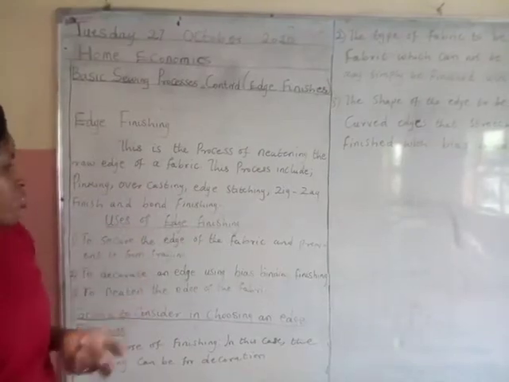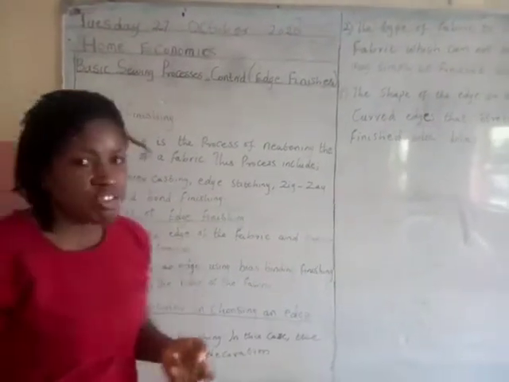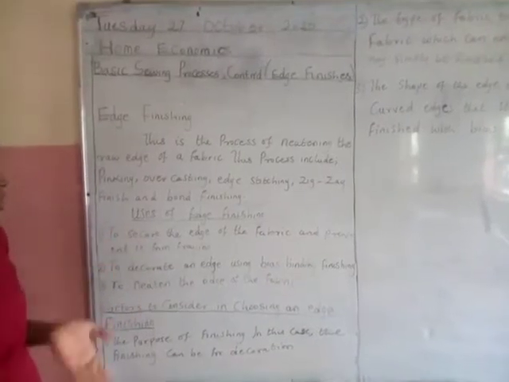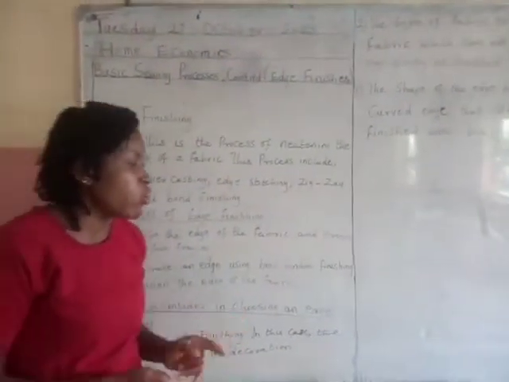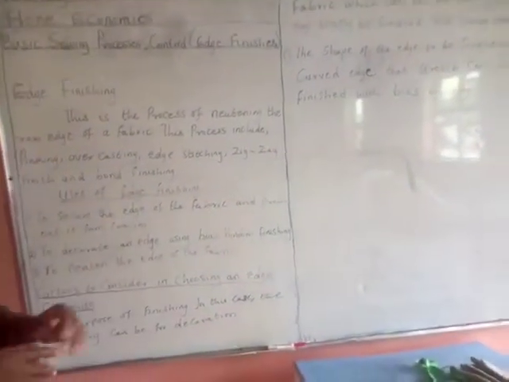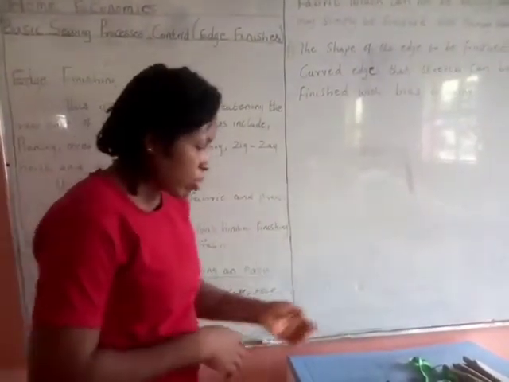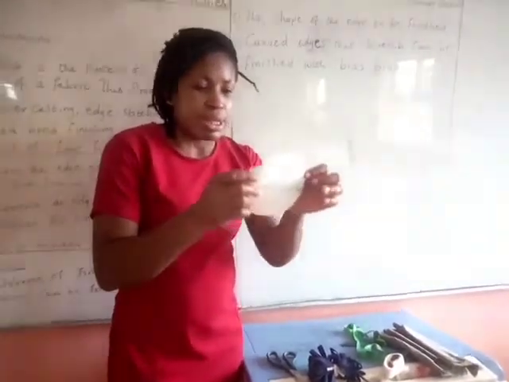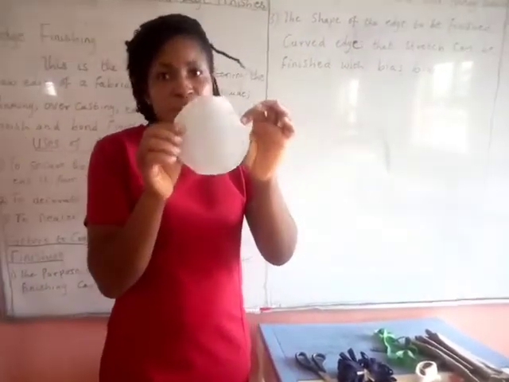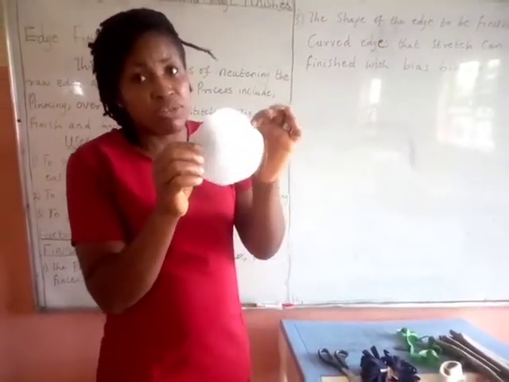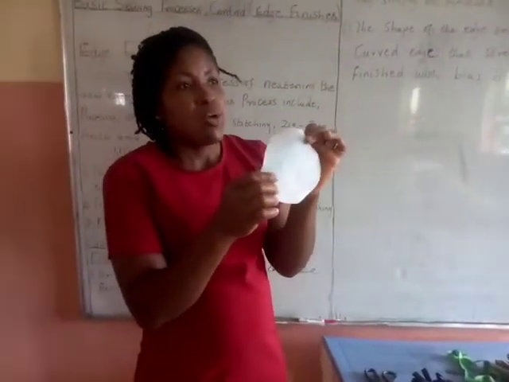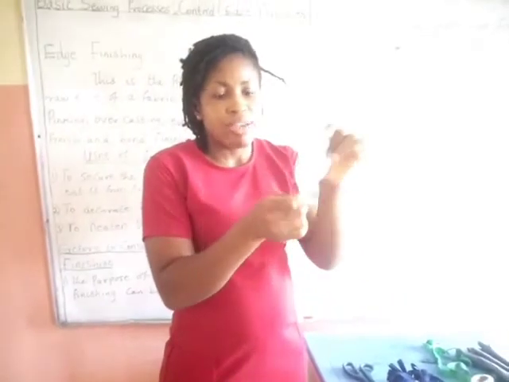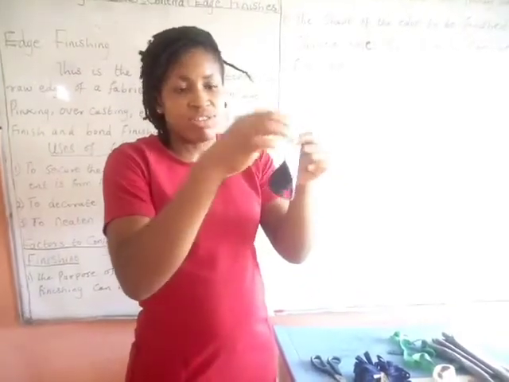And the uses. What are the edge finishes used for? Let's look at the uses. We said number one, it is used to secure the edge of the fabric from fraying. For example, I have different samples of fabric here. This is one of them. This kind of fabric doesn't fray. Last week I told us that fray means when the thread is coming out from the fabric. This kind of material, you can find out that it doesn't fray.